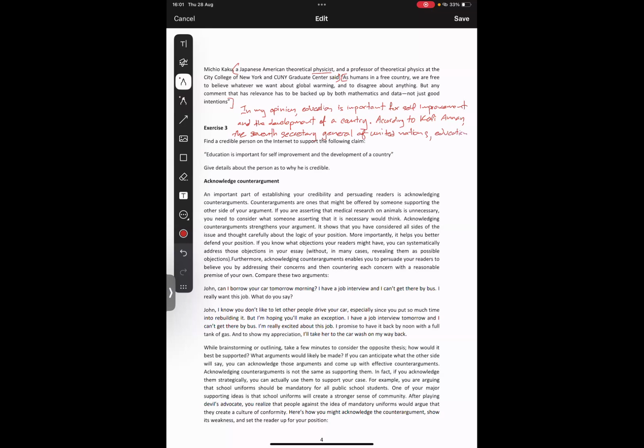Education has an immense power to transform the world, leading to sustainable human development.